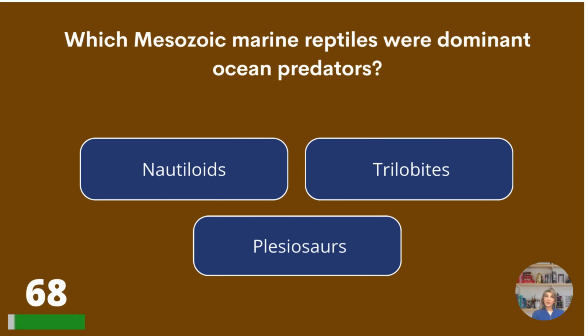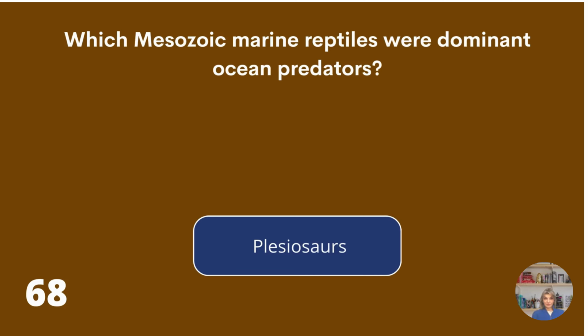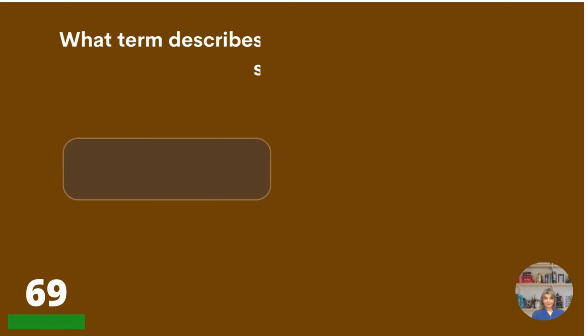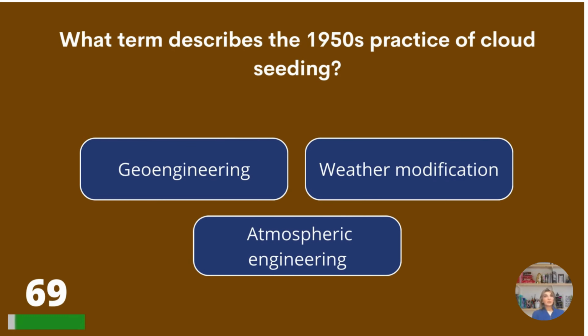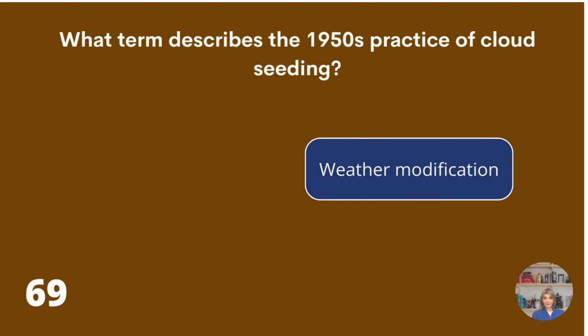Which Mesozoic marine reptiles were dominant ocean predators? Nautiloids, trilobites, or plesiosaurs? Plesiosaurs. What term describes the 1950s practice of cloud seeding? Geoengineering, weather modification, or atmospheric engineering? Weather modification.